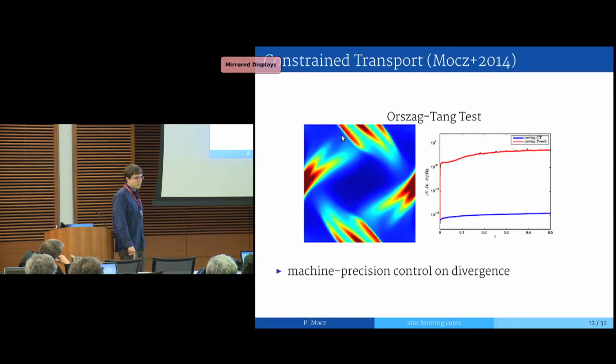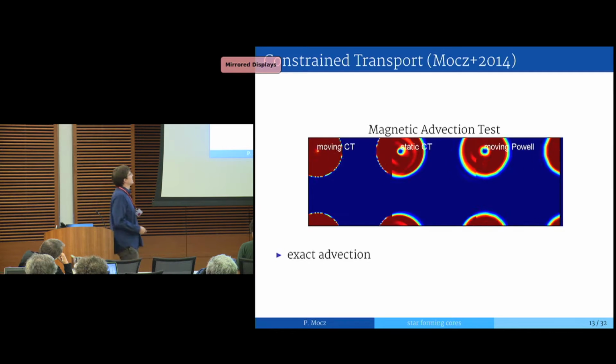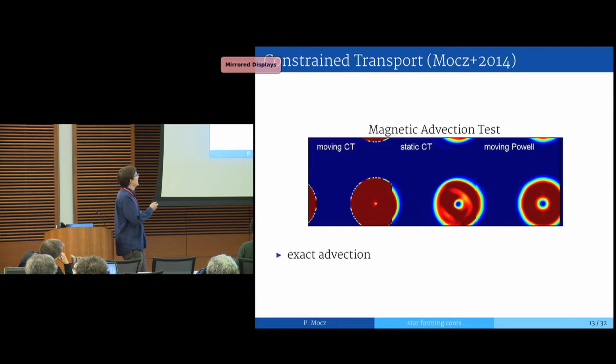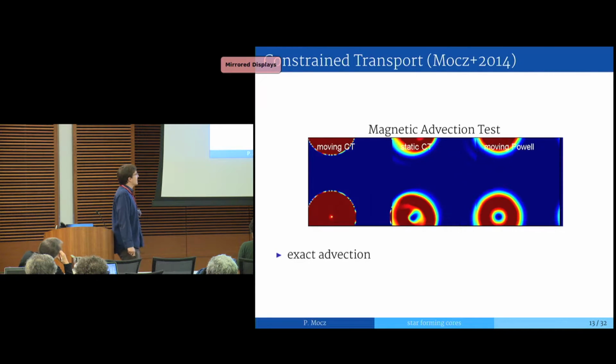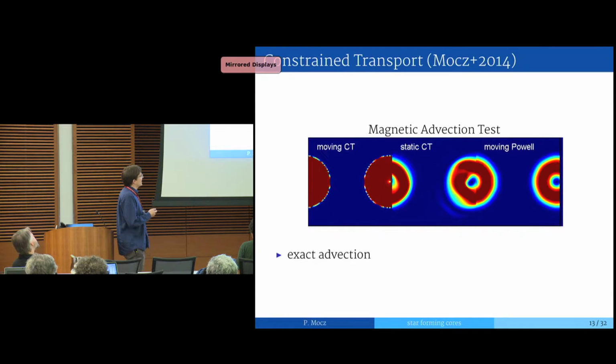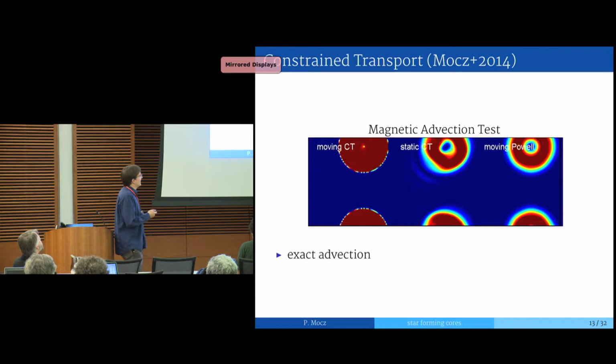And the advantages of my MHD code include we have a machine precision control on the divergence errors. So here shown in blue compared to cleaning schemes, which have order 1% errors. We also have exact advection. So this is a magnetic field loop, just advecting with the flow, and there's no diffusion. You get diffusion on both static grid codes or with cleaning schemes.